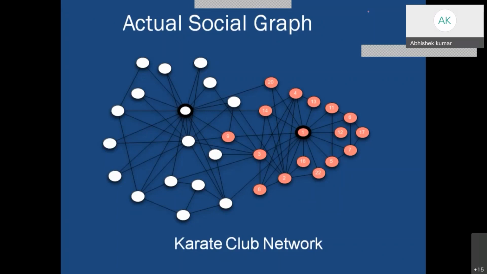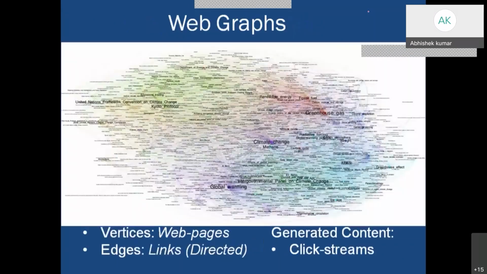So vertices are web pages. Edges are directed links. Generated content, click streams. So these are the streams of data. You cannot even analyze it manually. So these are the web graphs.